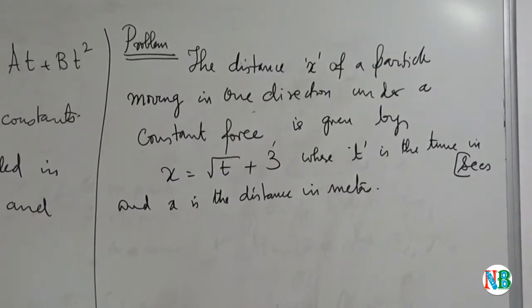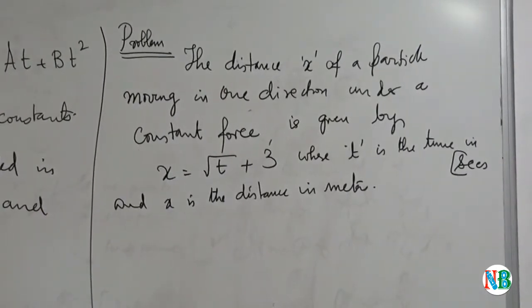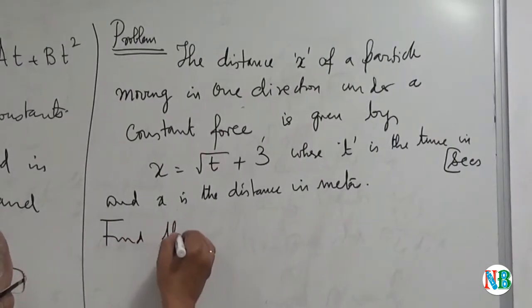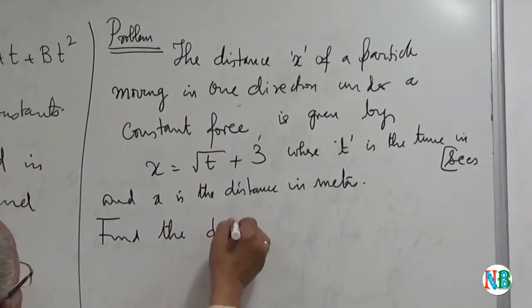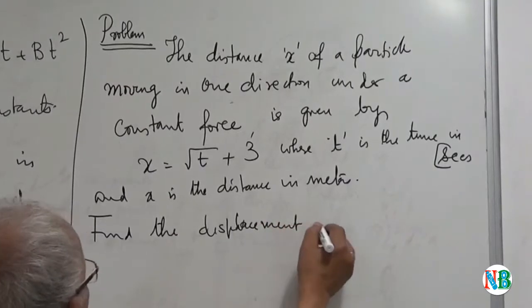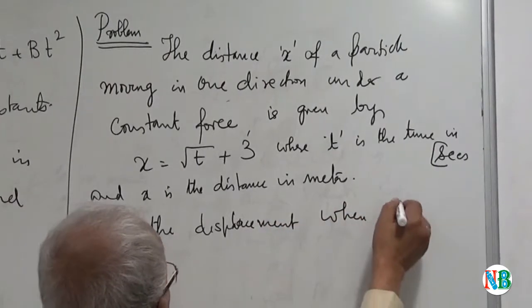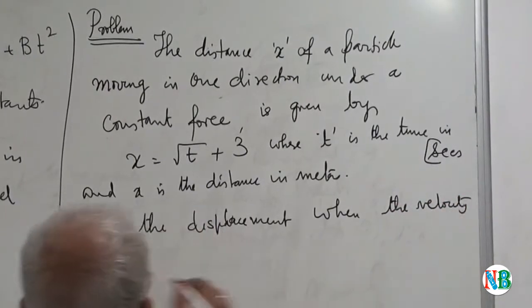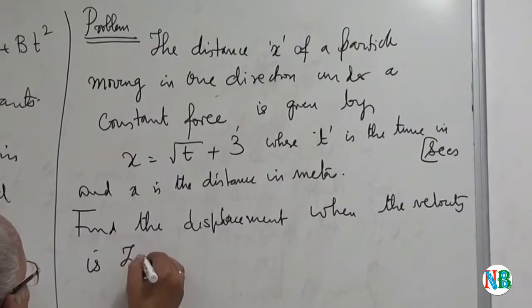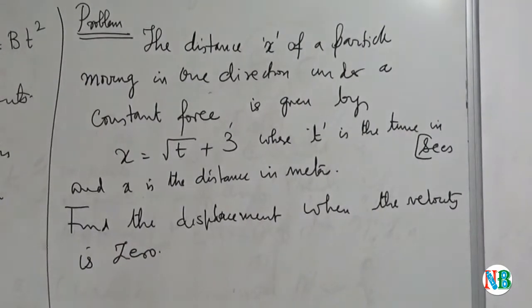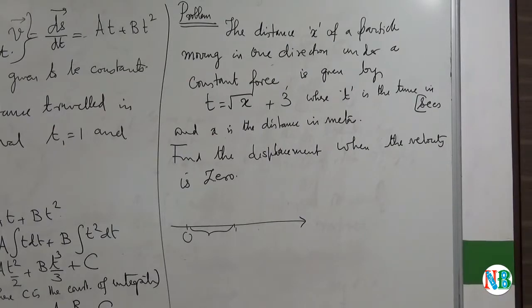Now you are asked to find the displacement when the velocity is 0. Let's understand the problem. So let's look at this problem now. This is slightly of a different type.